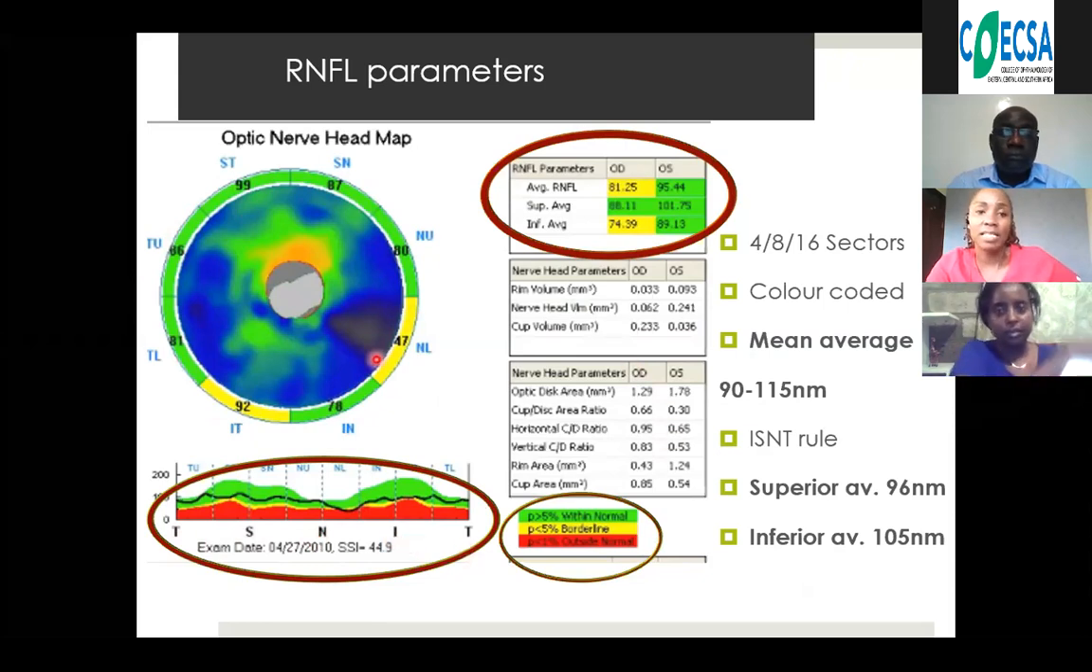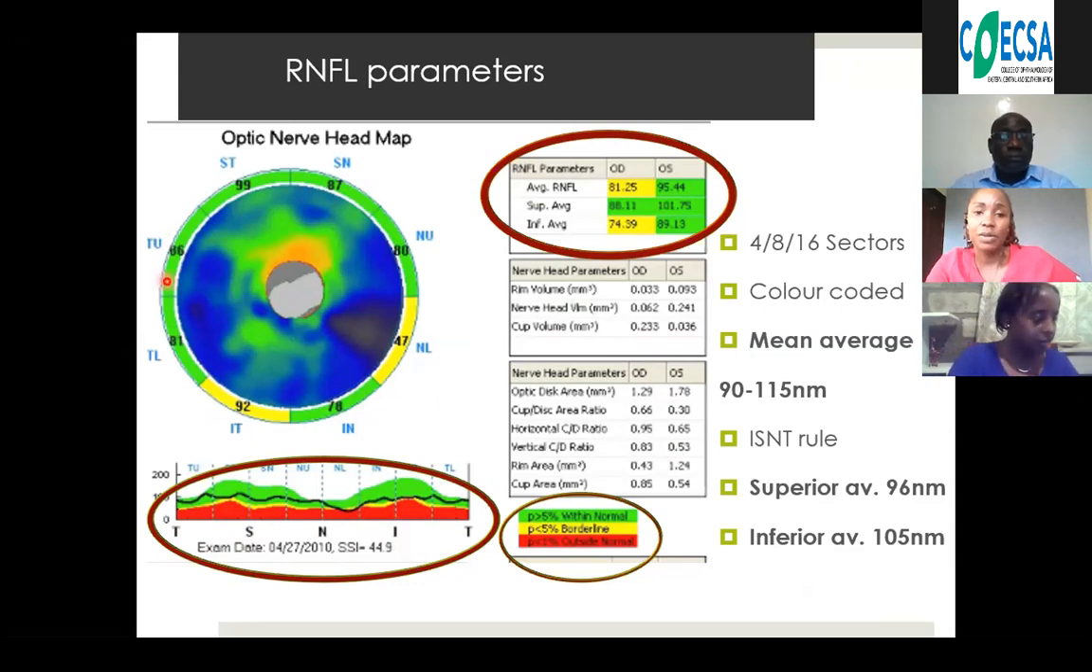So when you look at the RNFL parameters, in some OCTs, they have only 4 sectors. Others have 8. We usually use the 8 sectors, and others you can break it up into 16 sectors. As I said, we've talked about the color code. Now for the RNFL, for this particular machine, this is the OptoView machine, the mean average RNFL up here, these are the parameters I usually use, is between 90 to 115 nanometers.